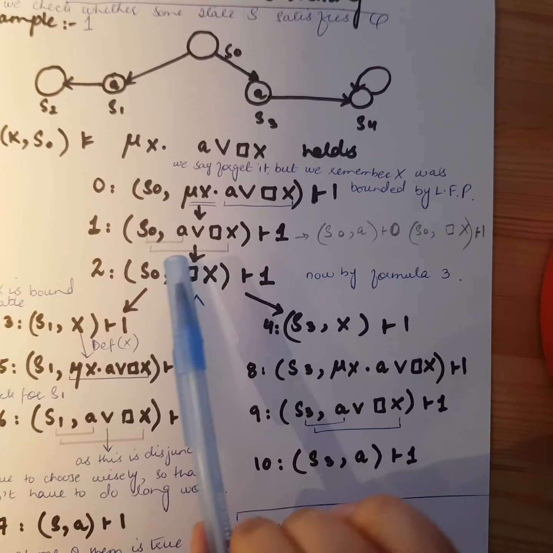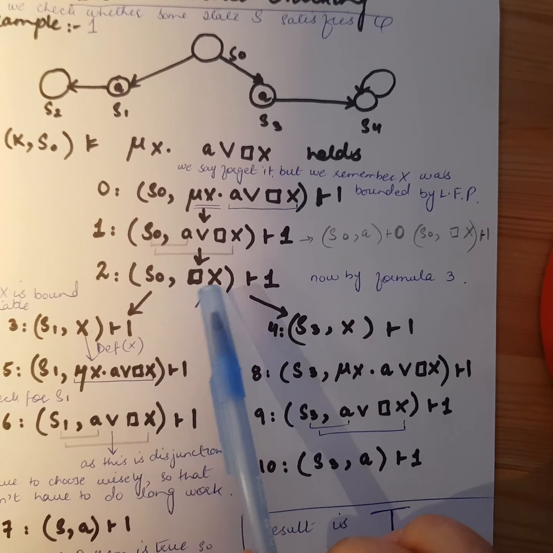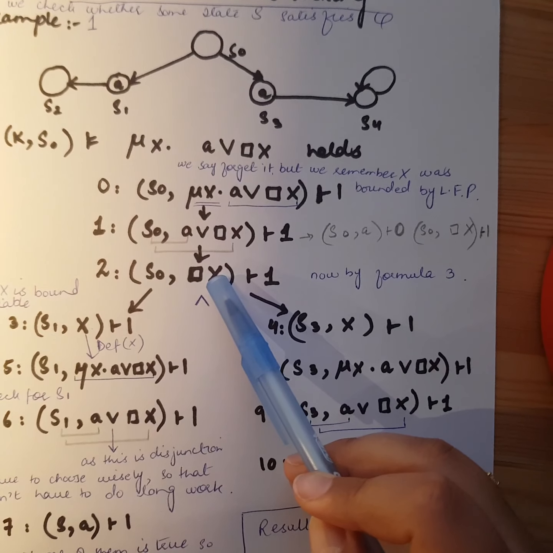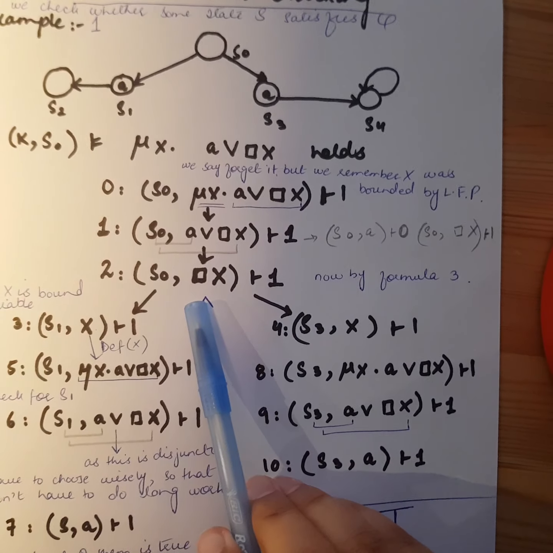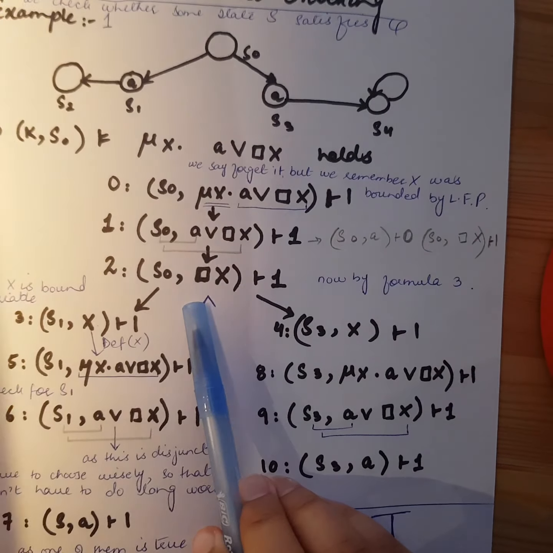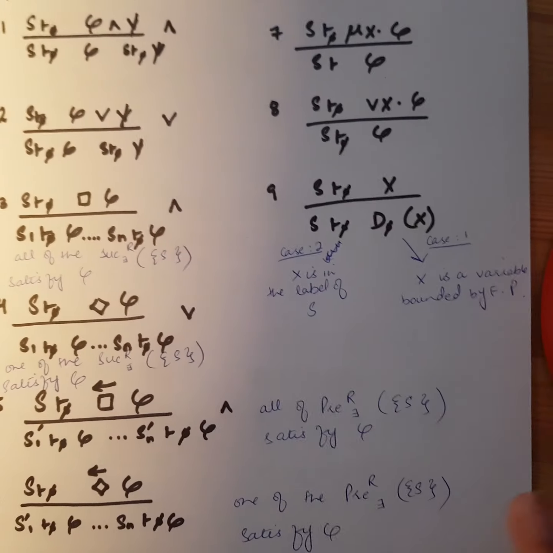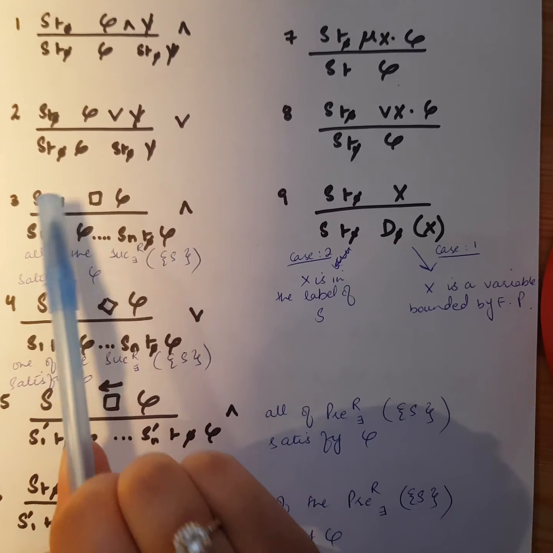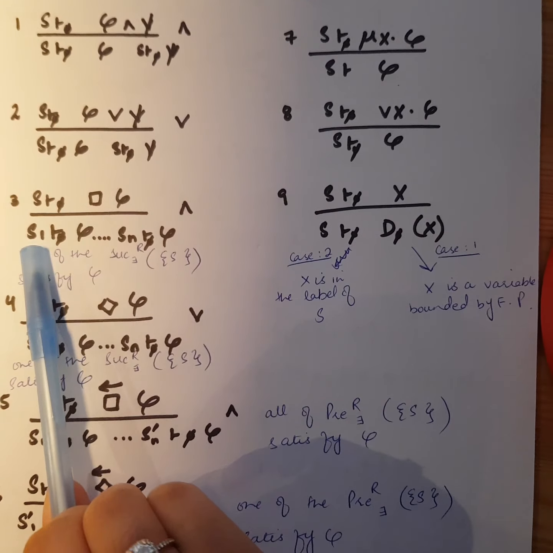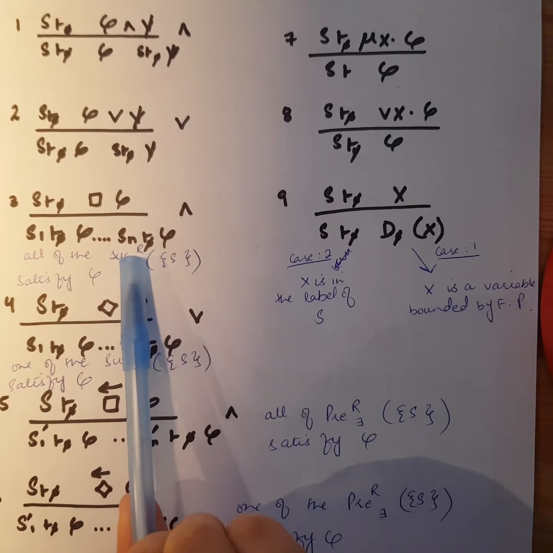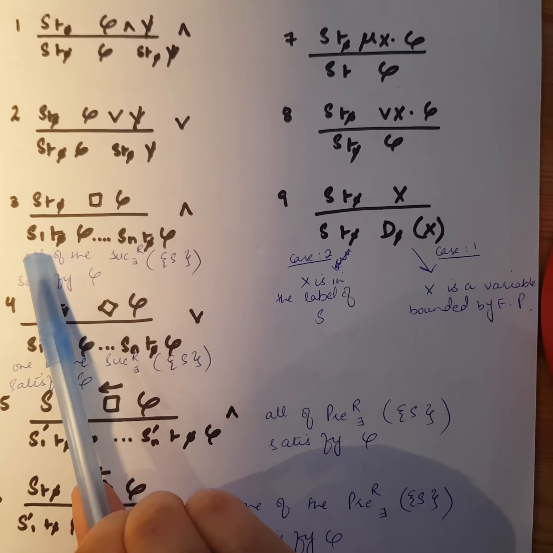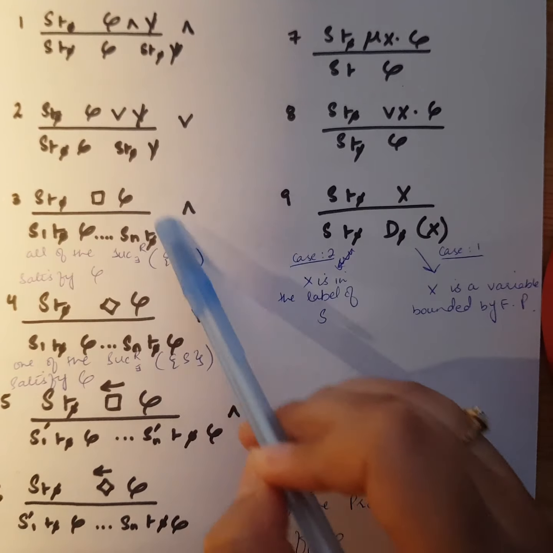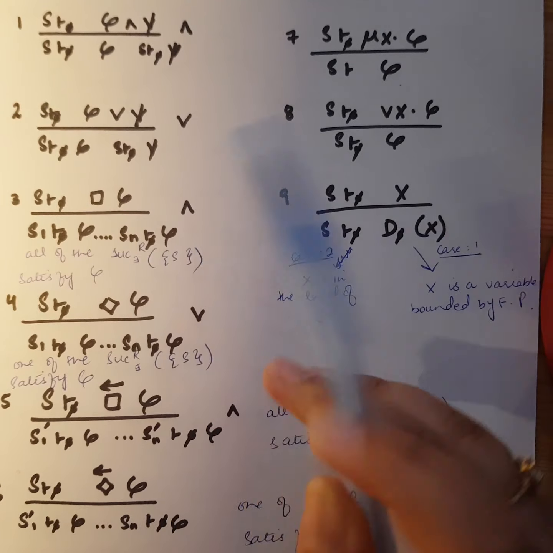Okay, so now in step 2, we have S naught and box x. Now we have to check whether S naught satisfies box x. But before doing this, we have to apply a rule. This is rule 3. We replace S naught and box x with S1 and formula, up to S naught and the formula, until Sn. So it works like that, and there's an AND between these. Remember this.